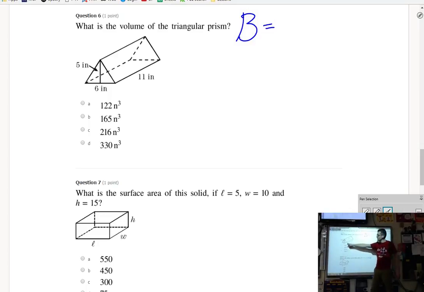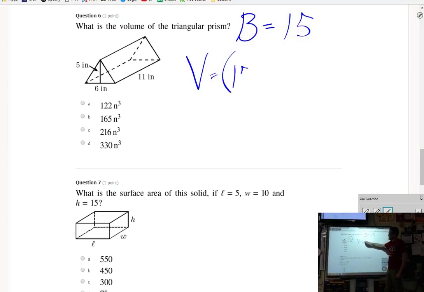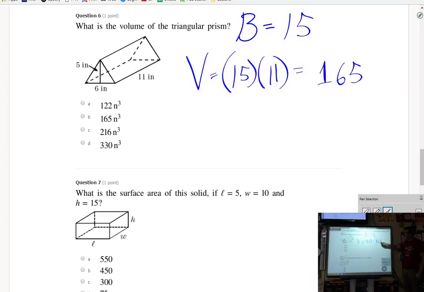So if I do half the little b times the little h, well, half of that is 3 times 5. That's pretty easy to figure out. That's 15. Then I go to set up my volume. Well, that's going to be my 15 times my 11. And I get 165 inches cubed. Why is it n? We just discussed that. That was a glitch when it transferred over from the other software. You guys are smart enough to figure out that was just a glitch.